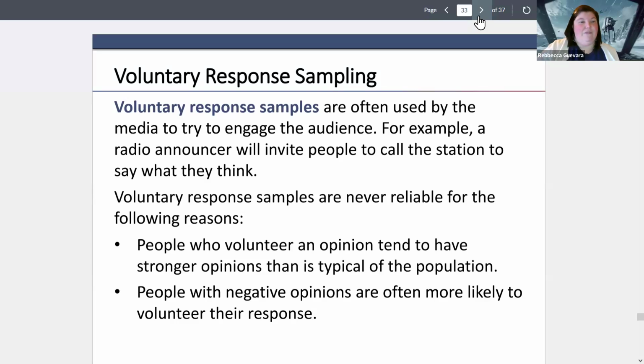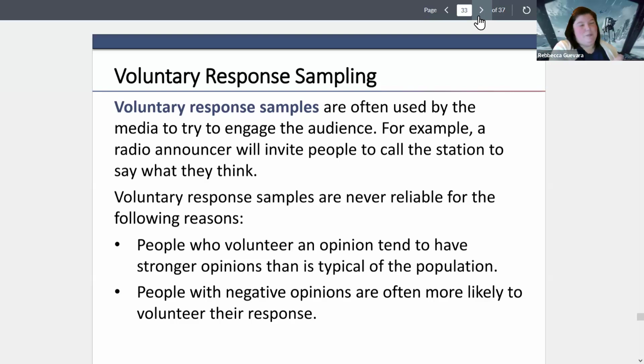Voluntary response samples are never reliable for the following reasons. People who volunteer an opinion often have a strong opinion that is typical of their population. So if you were doing a poll, like if it was Fox News or CNN, they're going to get strong opinions from the populations that are their demographics.